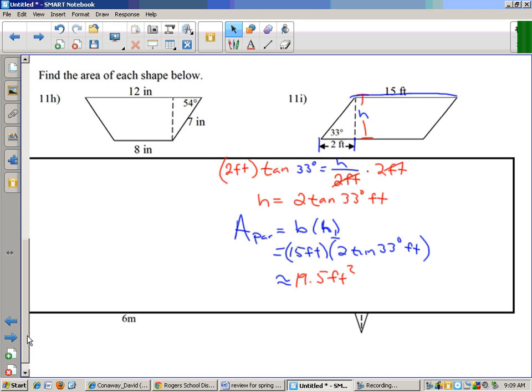And if I get these wrong, I don't got a calculator up here. So does everybody agree? 19.5 is right? Okay.